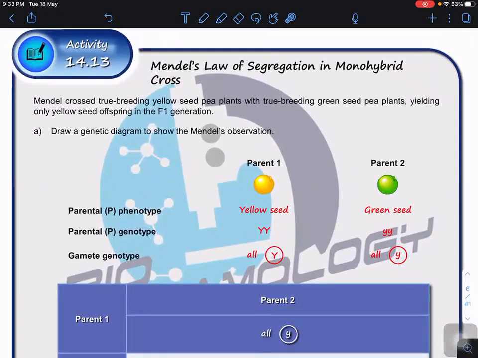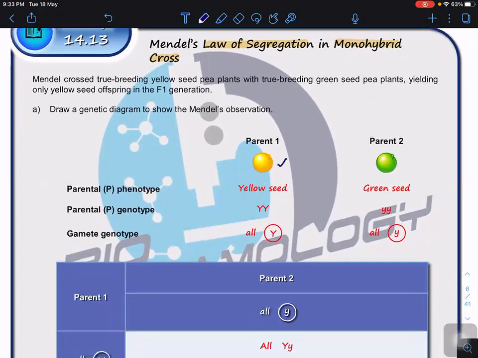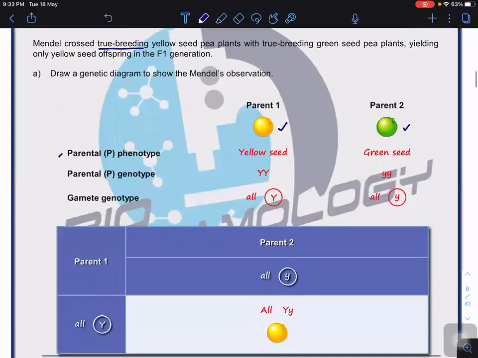So we look at the law of segregation in a monohybrid cross. I have parent 1, which produces yellow seed, and parent 2, which produces green seed. We always say that they are true breeding, and true breeding basically means homozygous. So we start with the parental phenotype, yellow seed, and the parental phenotype, green seed. Yellow seed is homozygous, so the parental genotype is big Y big Y, and for green the parental genotype is small y small y.